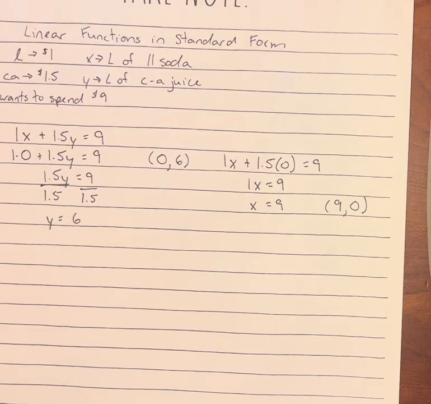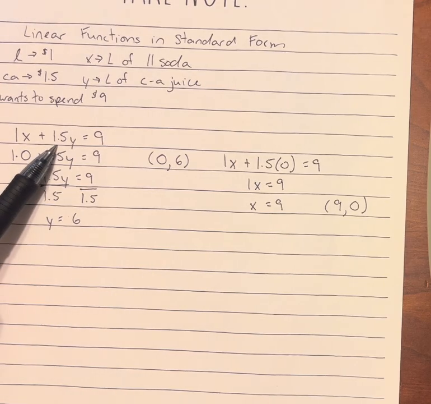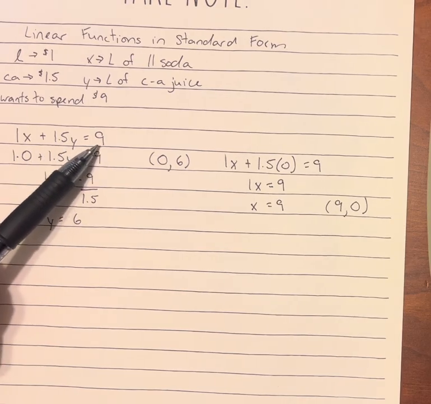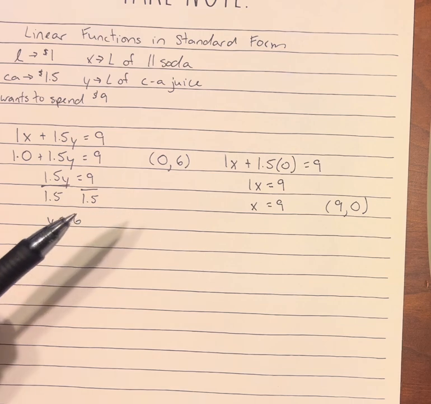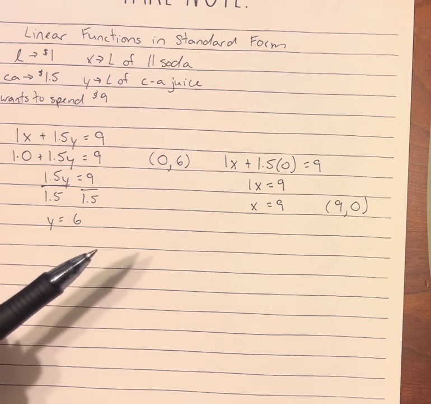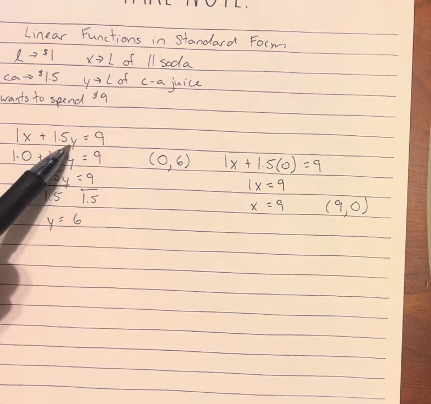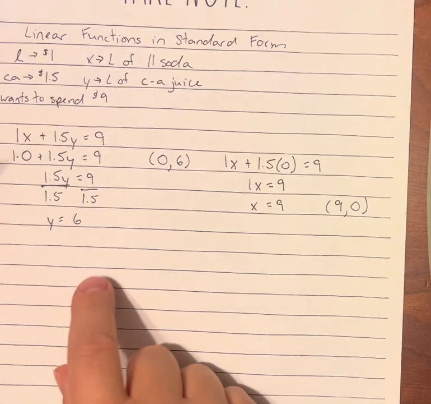Another thing you may want to take into account would be, well, what if we bought 3 liters? Notice that because this is 1.5, we have to buy 2 of them in order to get an even number, in order to get $9. So maybe we buy 2 of these, so we could figure that out.